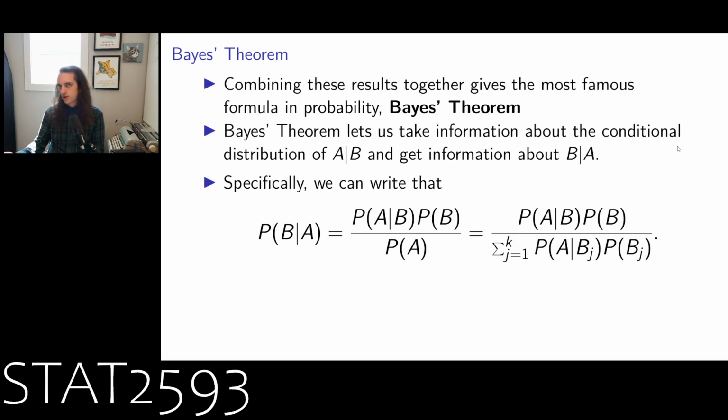Well, let's say that you go in to your doctor and they run a medical test testing for some rare disease, and the test comes back positive, right? And so you want to know what's the probability that I have this disease, call that event B, given I tested positive, call that event A, right?